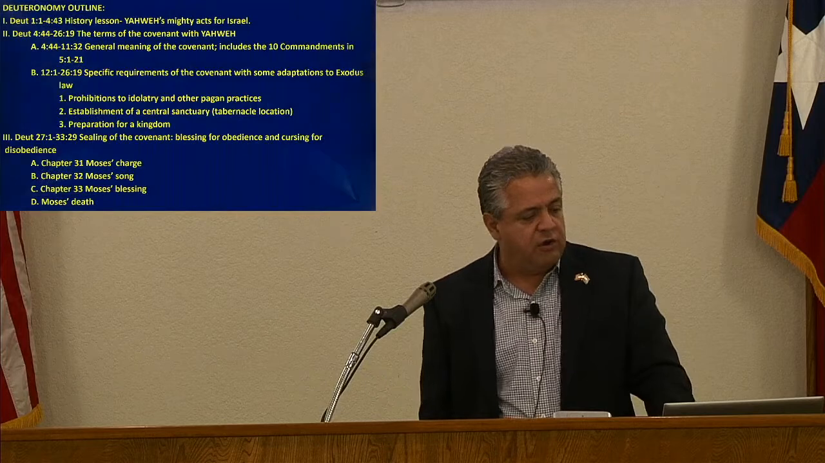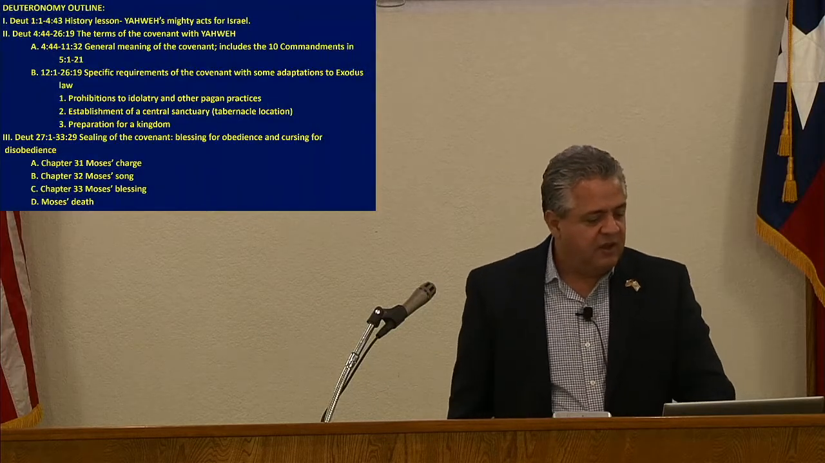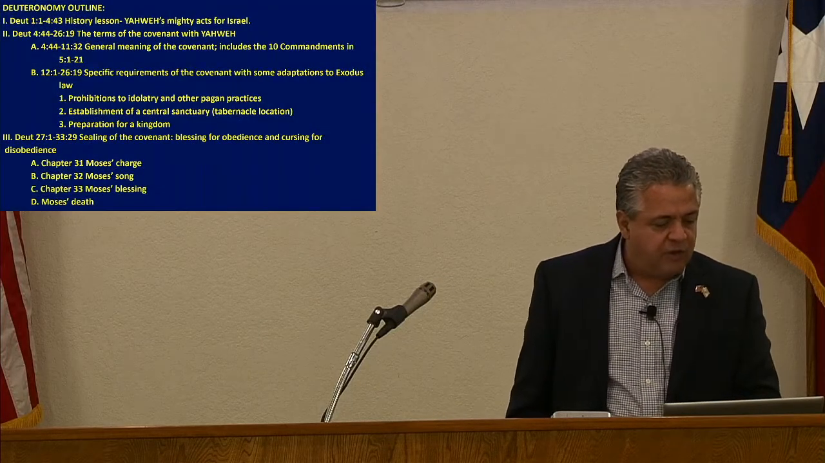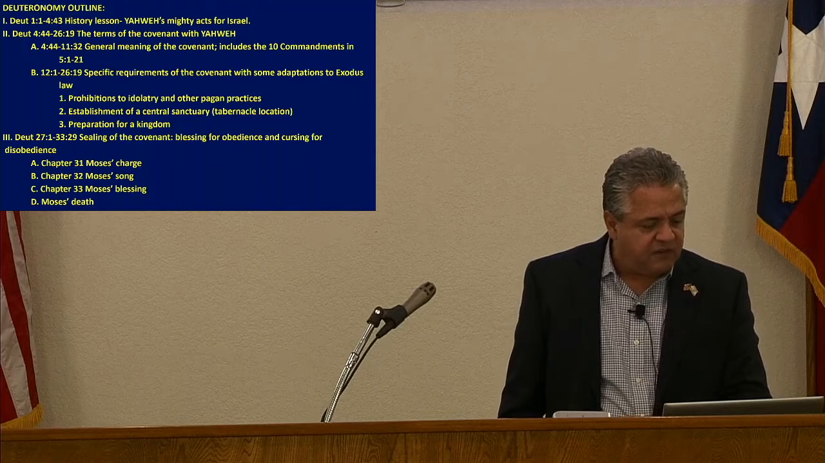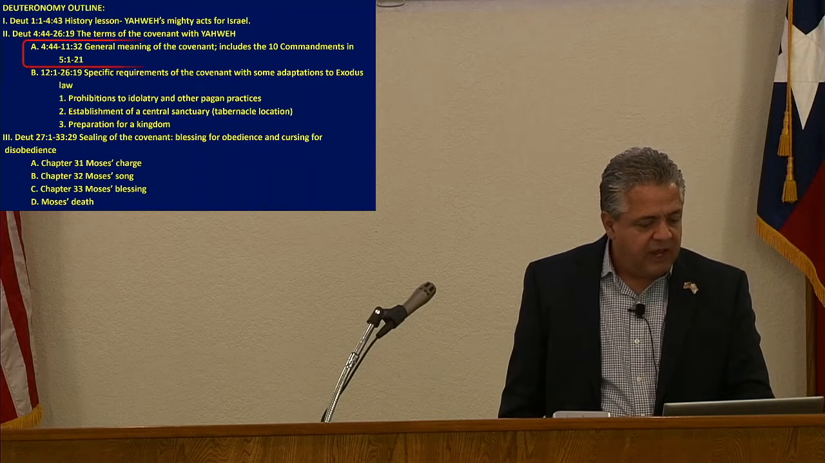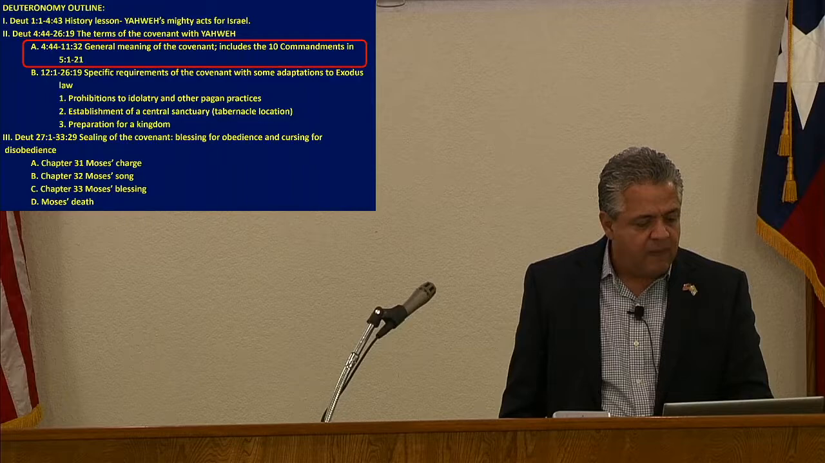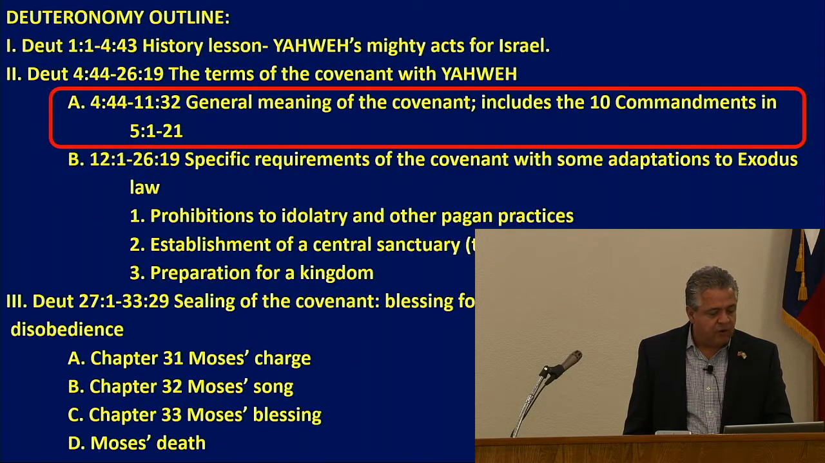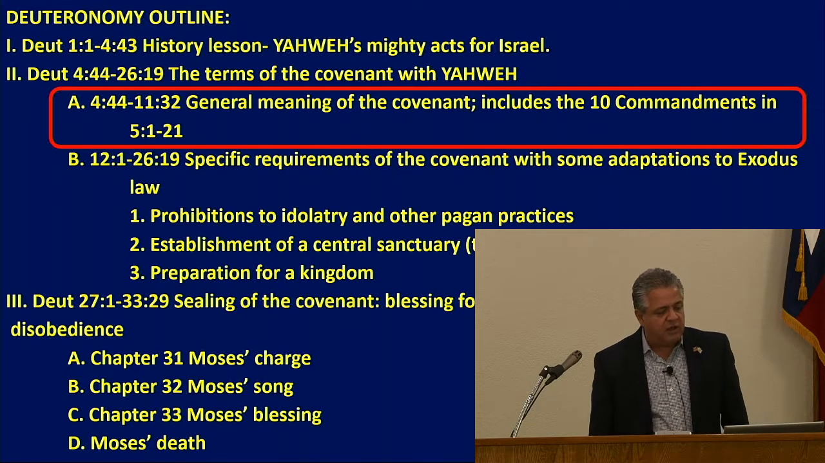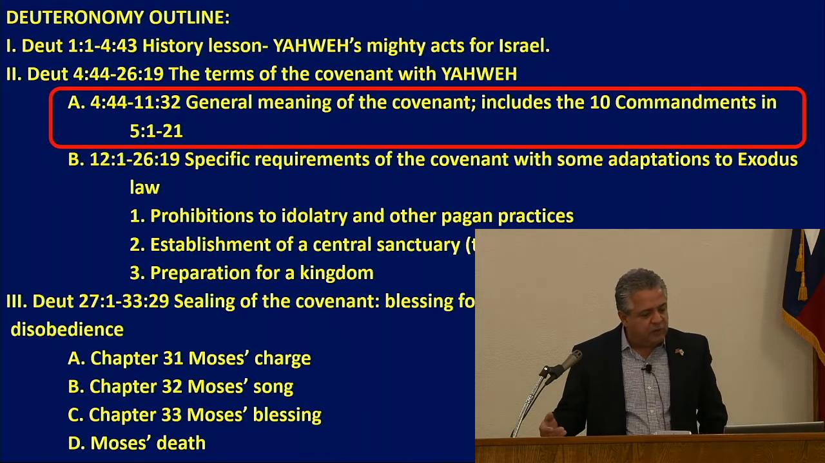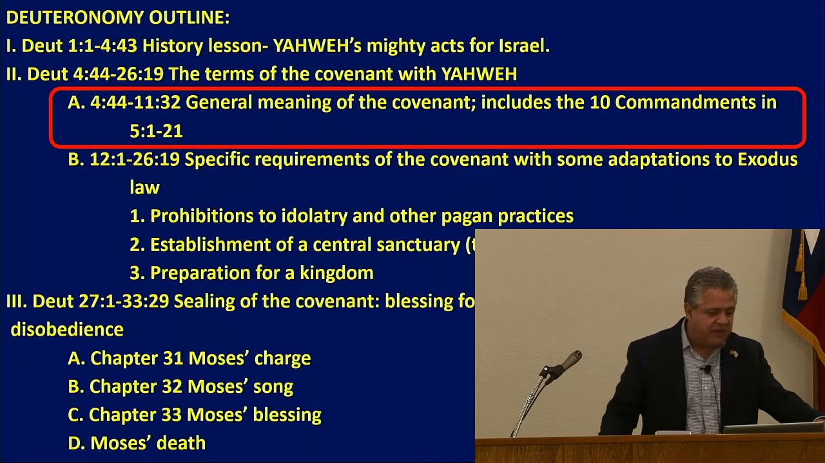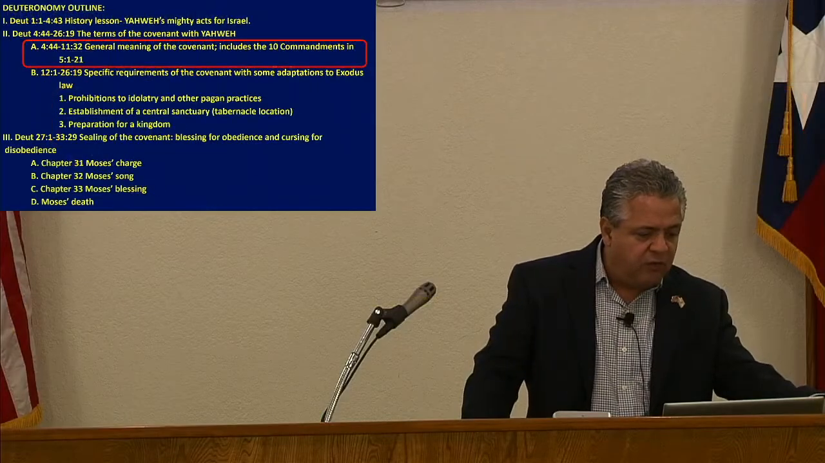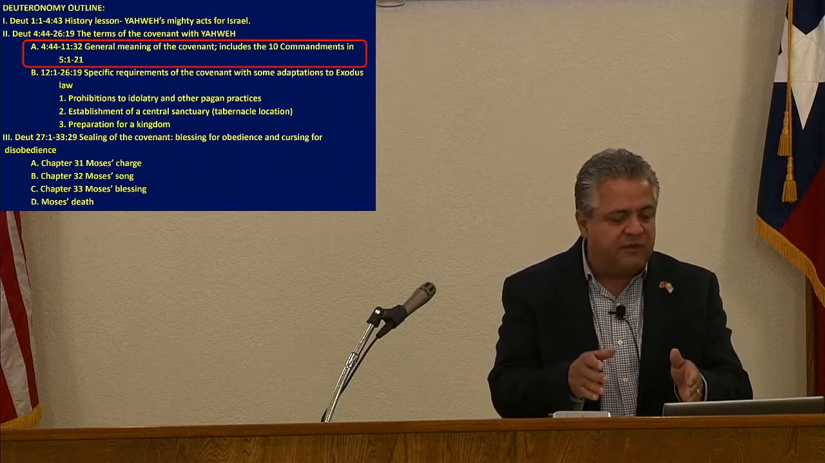So this is where we are in the book of Deuteronomy. I don't want you to study this too hard, but you can know that there are 4 basic sections in the book of Deuteronomy, and we're in this section right here, or that's where we were. That's the wrong box. We're in B now. So in Deuteronomy 4, all the way to chapter 11, we saw the general meaning of the covenant. And now in chapter 12, we're going to see specific requirements of the covenant.